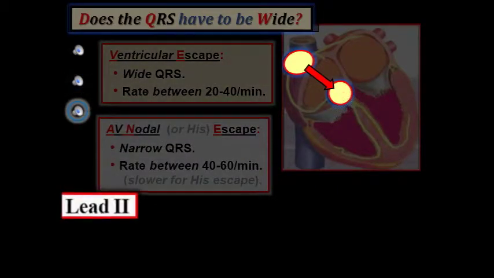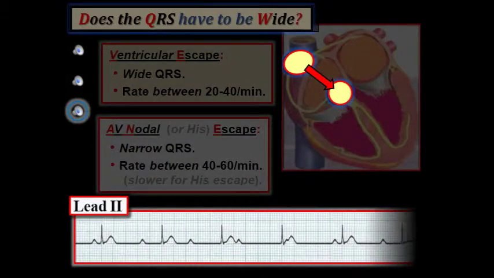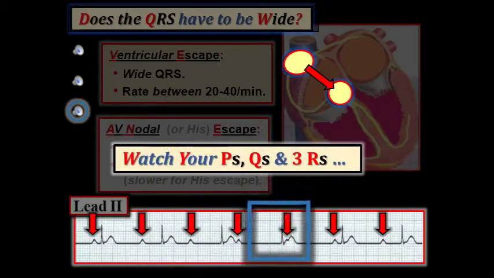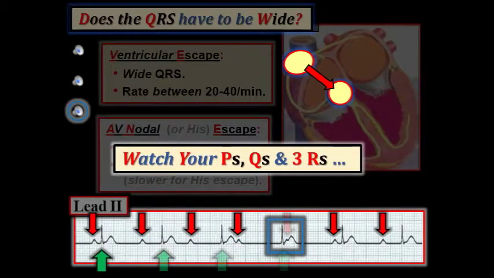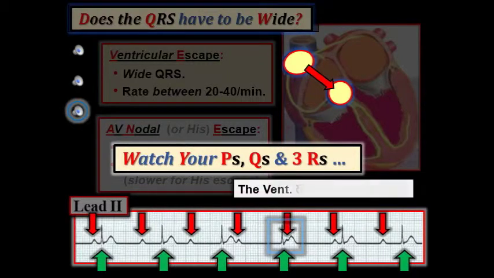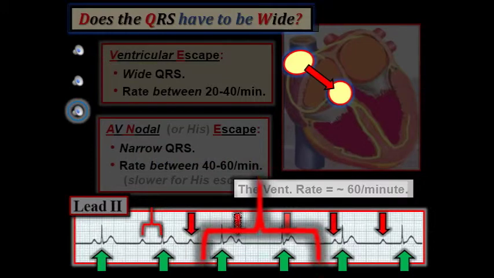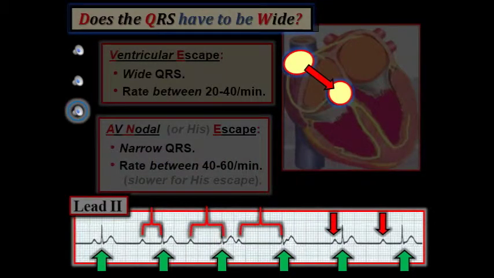So what is happening here as we look at this long lead 2 rhythm strip? As always, we assess the rhythm by the P's, Q's, and 3R approach. So we see there are regular P waves. The QRS complex is narrow, and the ventricular rhythm is regular at a rate of approximately 60 per minute. But there is no relationship between P waves and their neighboring QRS complex. The easiest way to see this is to look in front of each QRS complex on the tracing and look at the preceding PR interval.